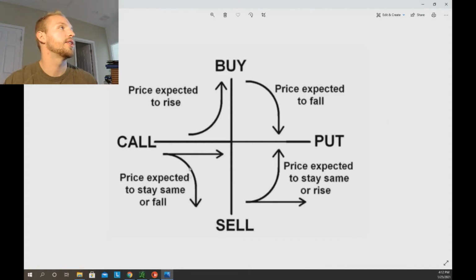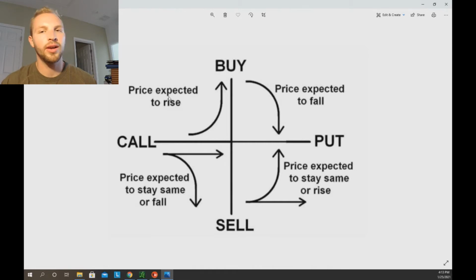So I wanted to take a step back to explain credit spreads and what they are and how they work for people that want to get into them. I'd like to bring your attention to this little chart, which basically explains options. When you buy a call, you're on this side here, and you're expecting the price of the option to rise.